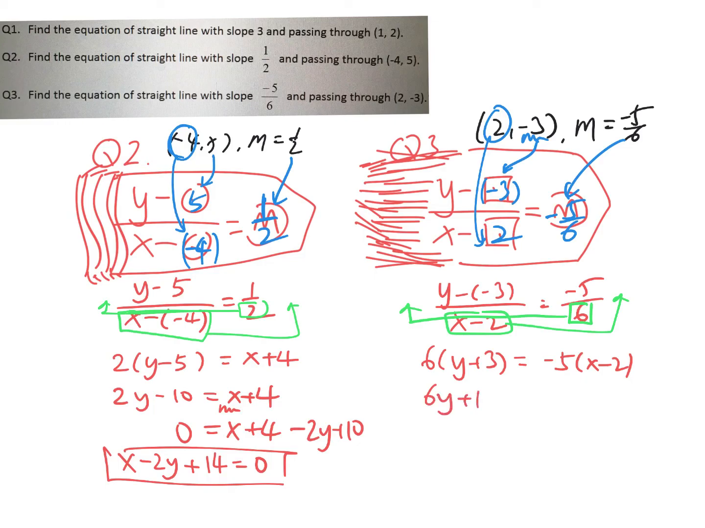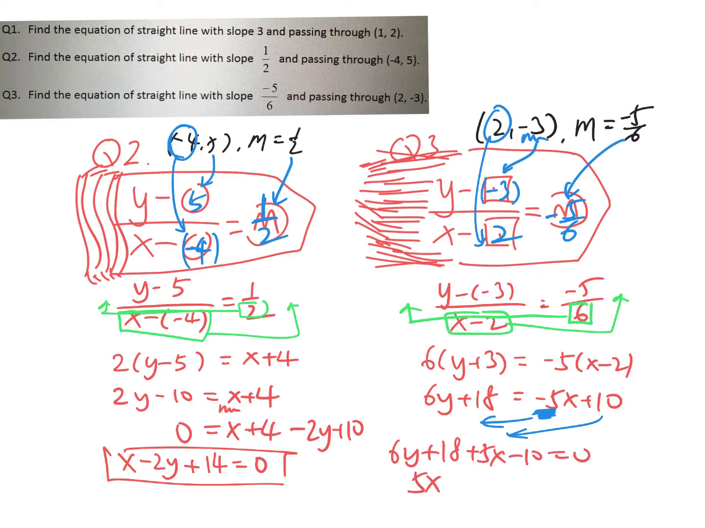Expand. And this time you see the coefficient of x is negative. We don't want this, so we move everything to the left. You will get 6y plus 18 plus 5x minus 10. And we get the order x first, 5x plus 6y, and then plus 8 equals 0. This is the equation we want.